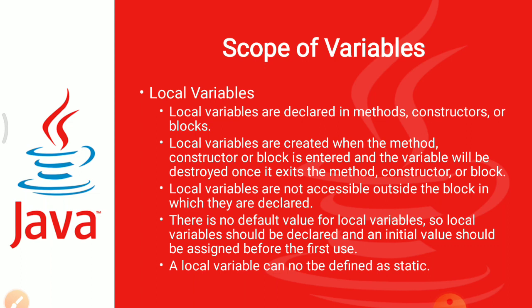There is no default value for a local variable, so a local variable should be declared and an initial value should be assigned before first use. A local variable cannot be defined as static. What is static? Static means its memory location will be one. Likewise, if we create one object, two objects, three objects, there is separate memory for object 1, object 2, and object 3. In static, there will be only one memory location for each data type declared under the static keyword.